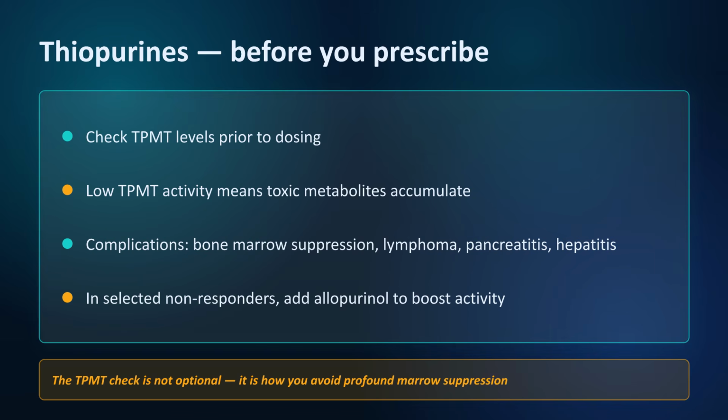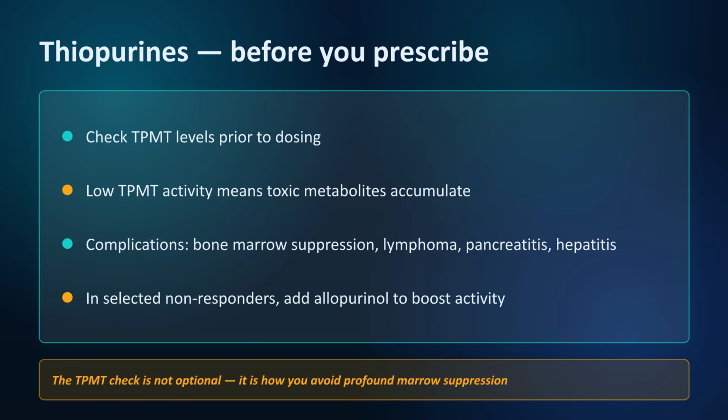Before you prescribe a thiopurine, there is a mandatory step. Check TPMT levels prior to dosing. TPMT is the enzyme that clears the drug. When its activity is low, toxic metabolites accumulate, and the patient can develop profound bone marrow suppression. The full complication list is bone marrow suppression, lymphoma, pancreatitis, and hepatitis. So monitor counts and liver tests on therapy.